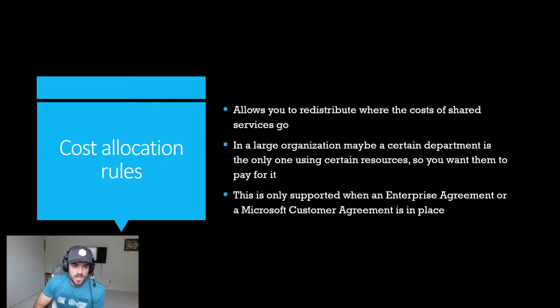Okay? Cost allocation rules. So these allow you to distribute or redistribute where the costs of your shared services go. So in a large organization, maybe you've got a certain department that's only using these specific resources. They're the only ones, so you want them to be paying for it instead of the rest of the organization divvying up the cost for that. You can do that, but only if you have an enterprise agreement or a Microsoft customer agreement in place. Okay, those are kind of the two caveats there. So it's up to you on if you want to go down that route or not, but you're probably only going to if you're at a larger company, all right?